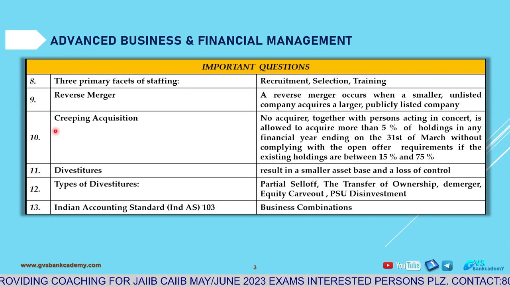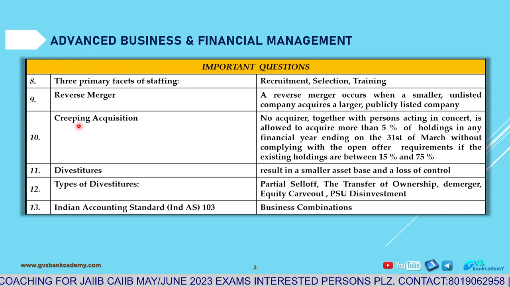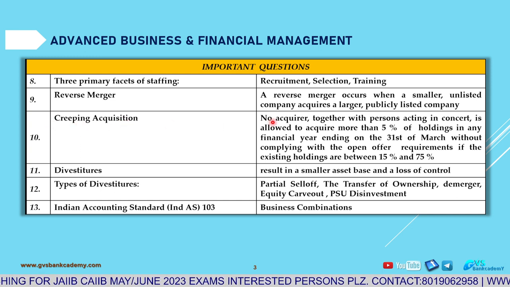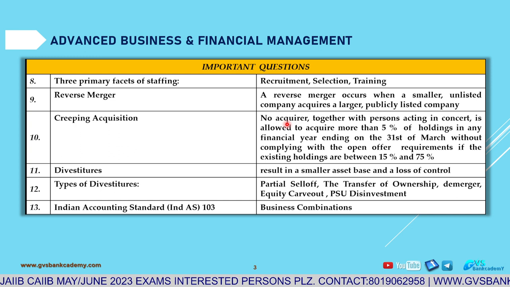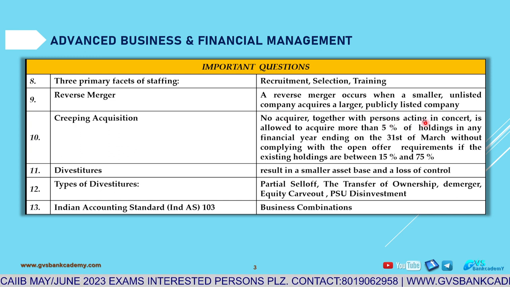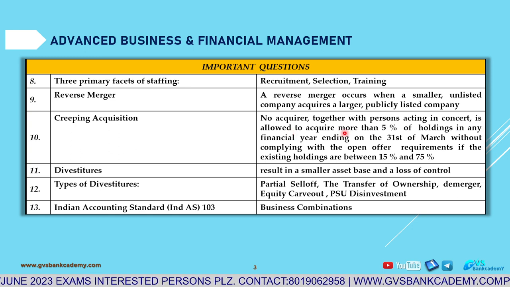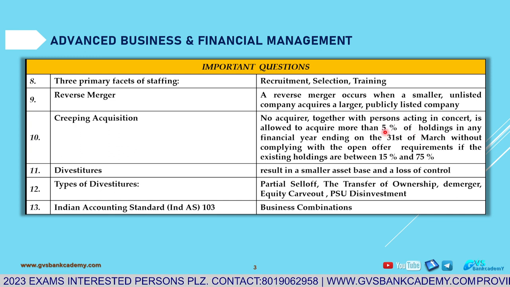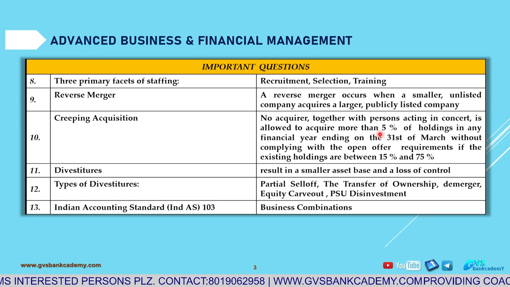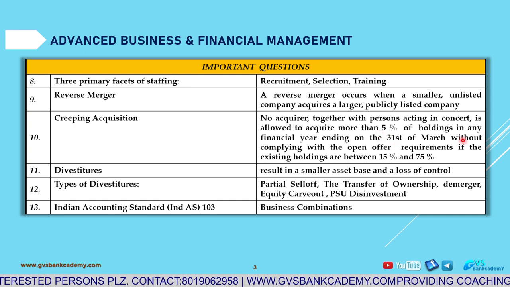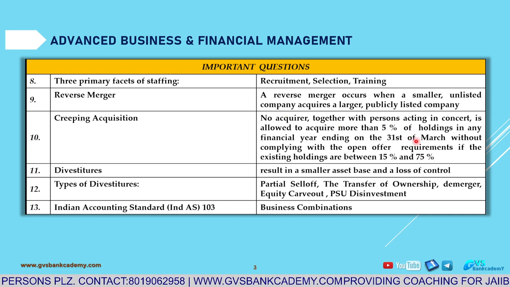10th, creeping acquisition. In the takeovers topic, under SEBI guidelines, an acquirer, meaning any person acquiring the company together with persons acting in concert, is allowed to acquire up to 5% of holding in any financial year. He can purchase 5% every year, with holding as on 31st March.